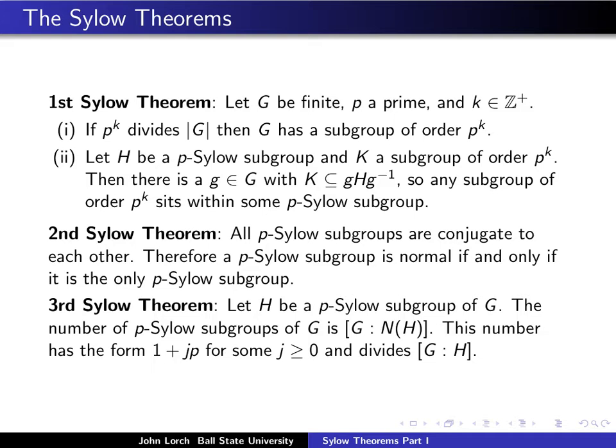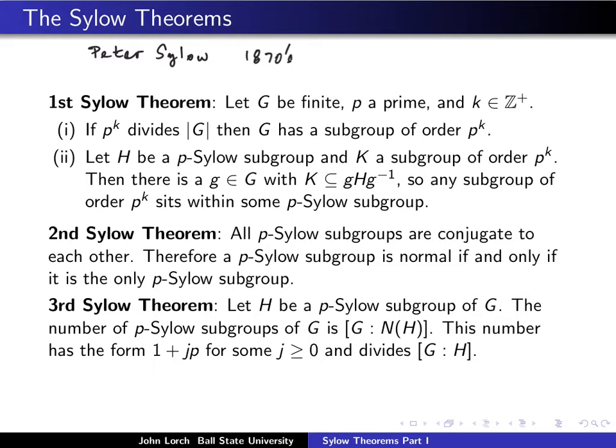Now you might be wondering, where is this word Sylow coming from? Well, it's the name of a person. The person is Peter Sylow. And these results that you're looking at here on the screen are from the 1870s. So Sylow was a Norwegian mathematician, and these theorems that he discovered bear his name to this day.